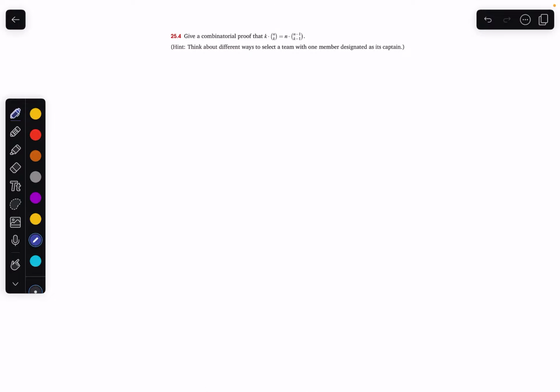All right, we are tasked to give a combinatorial proof of this identity here. A combinatorial proof is going to be a counting proof. So we're going to have to do some counting and describe different ways to count something. Here we have the left-hand side. I'm just going to abbreviate it like that, and the right-hand side.